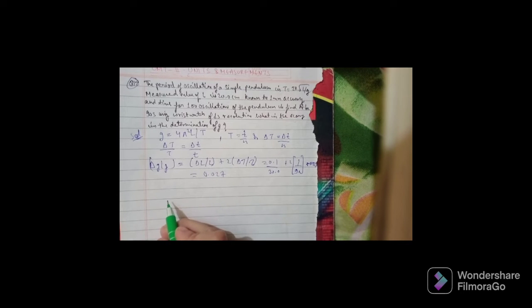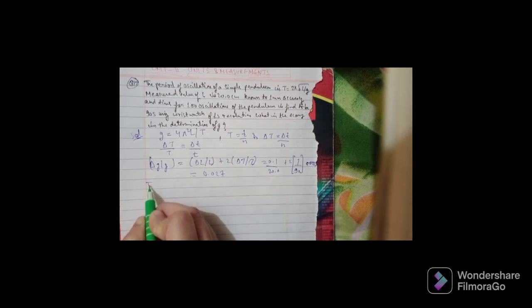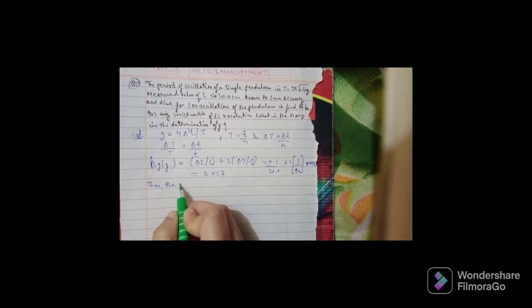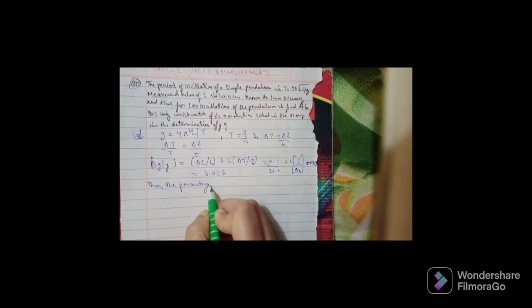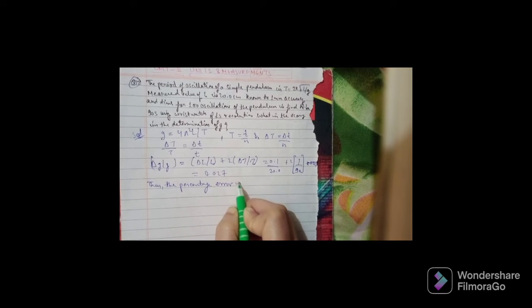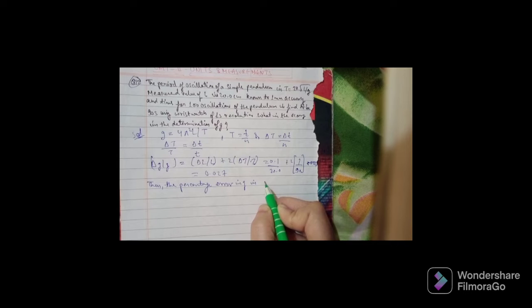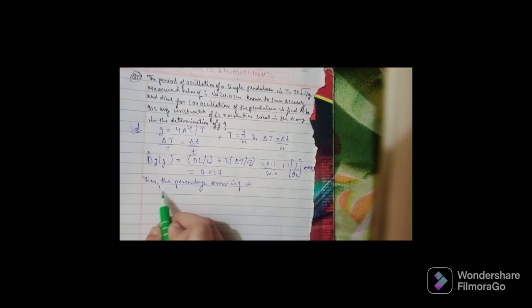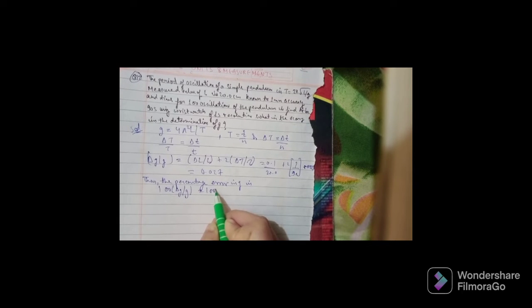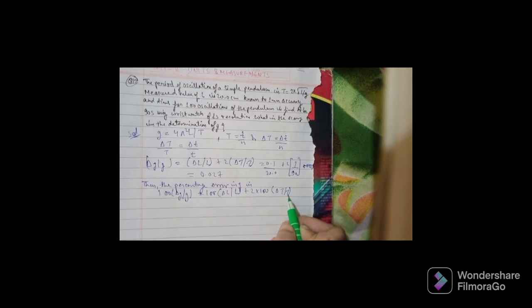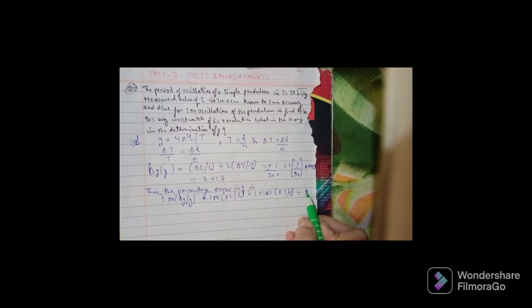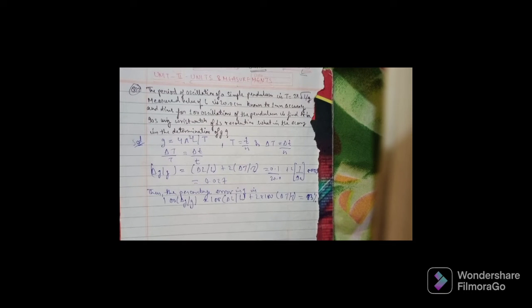Thus the percentage error in g is 100 delta g by g equals 100 delta L by L plus 2 into 100 delta T by T, which will give you 3%. So that we have as an answer.